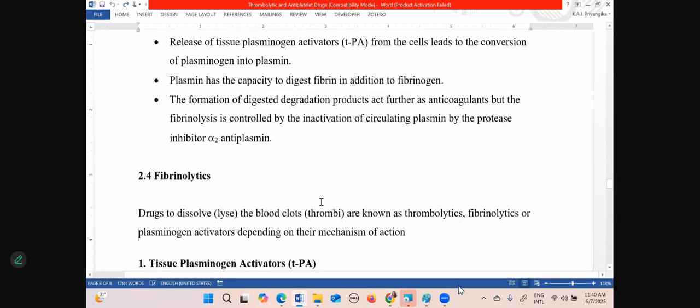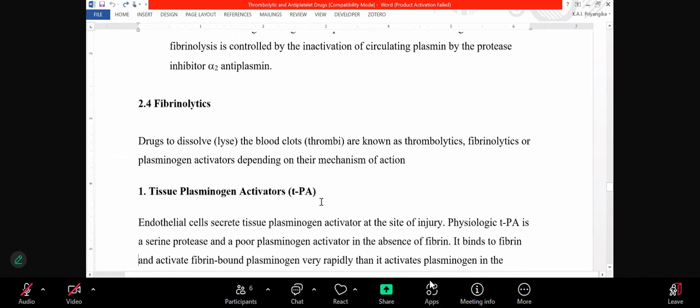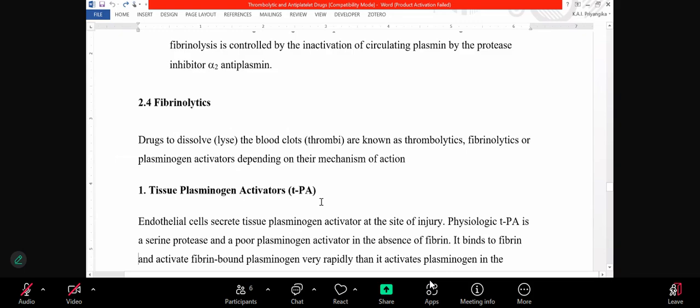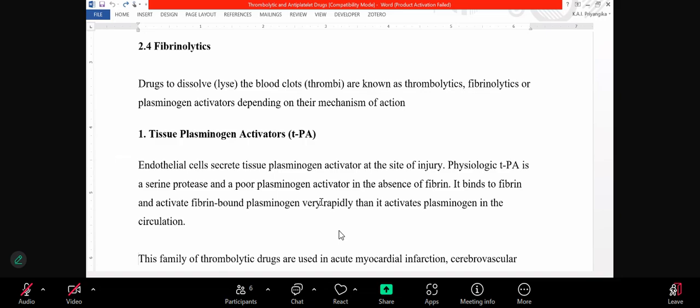Drugs to dissolve blood clots are known as thrombolytics, fibrinolytics or plasminogen activators, depending on their mechanism of action. Endothelial cells secrete tissue plasminogen activators at the site of injury. Physiologic TPA is a serine protease. You don't need this much information, but to have some understanding, if you wish, you can go through it.